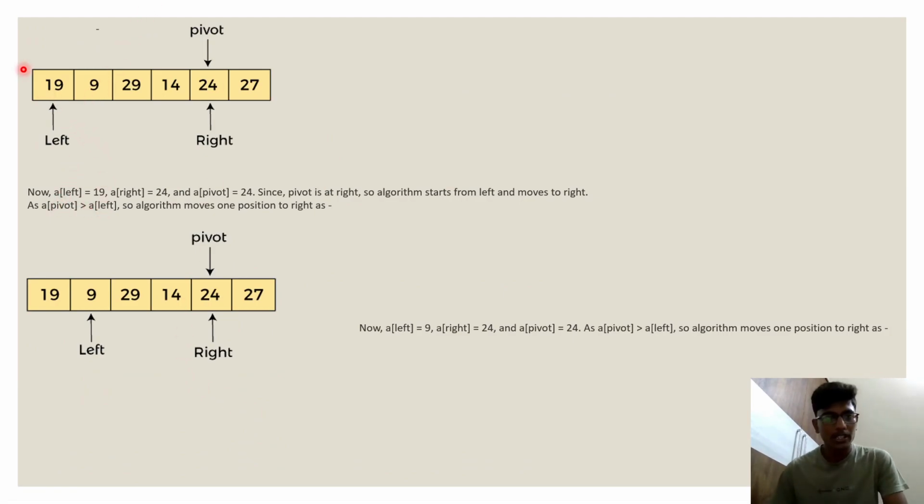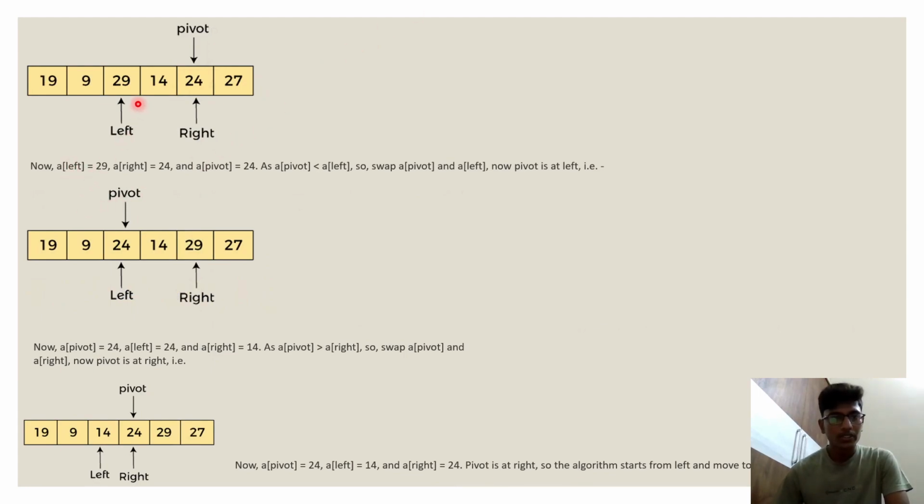Now A of left equal to 19, A of right equal to 24 and pivot is 24. Since pivot is at right, the algorithm starts from left and moves towards right. So now A of left equal to 9 and A of right equal to 24, as pivot is also 24. So pivot is greater than A of left, so the algorithm moves from one position to another.